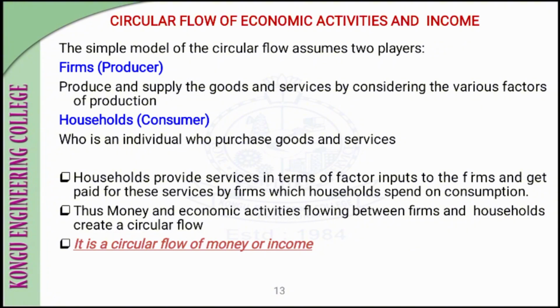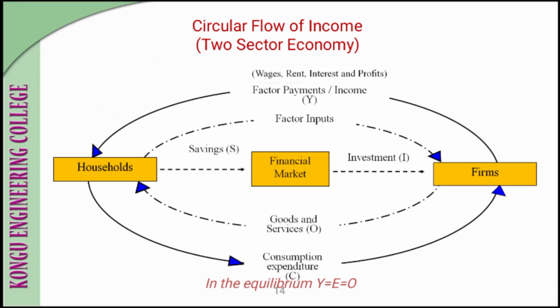Okay, in that circular flow of money or income, this is the diagram with the households, financial market and the firms. Here the firms, meaning the company, want to produce goods and services, and those goods and services are used by the households. Once households use the goods and services, they pay the firms and companies. Also, to run the company, firms pay salaries to the employees, and rent and interest, and give them to the households. They give wages, rent, interest, and profit, which are the factor payments to households.